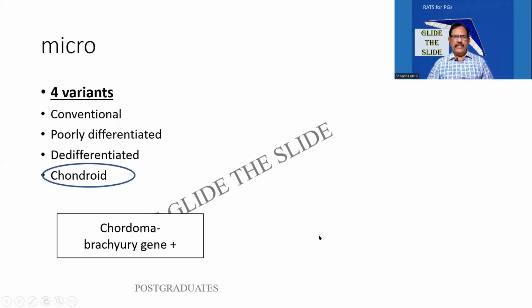There are 4 variants in it. In fact, 3 are there, and the 4th one I had mentioned as chondroid is supposed to be a subvariant of the conventional. So I can mention it as 3 with 1 subvariant: conventional, poorly differentiated, dedifferentiated. And remember this, in chordoma, the brachyury gene will be positive.